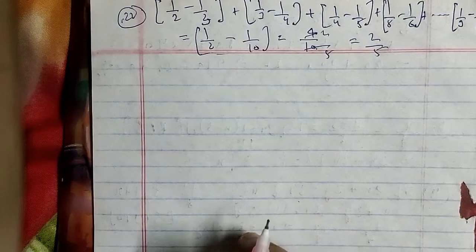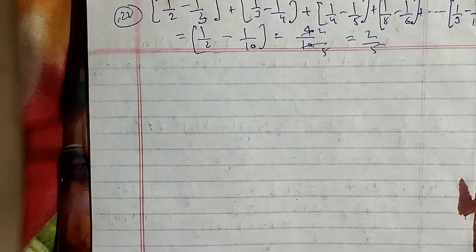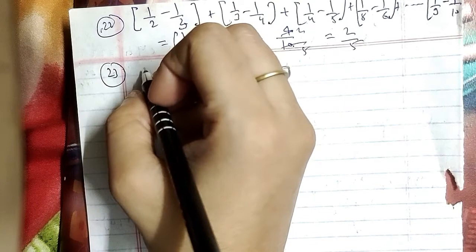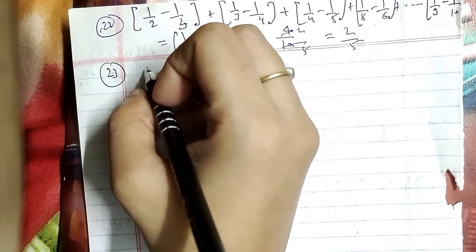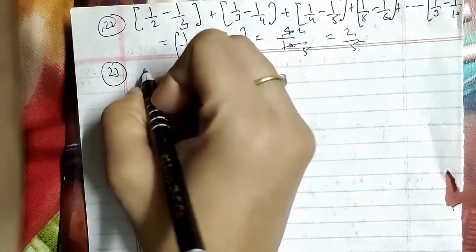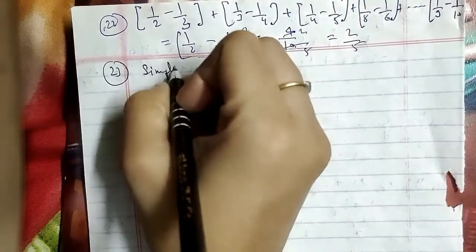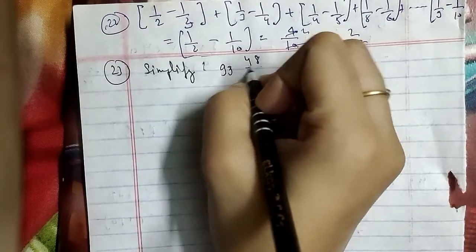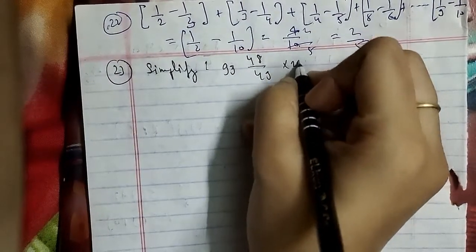Let's go ahead with the other question, another question that has been asked in terms of simplification. That is the 23rd question of the session, that we have to talk about, which is to simplify 99 48 upon 49 into 245.